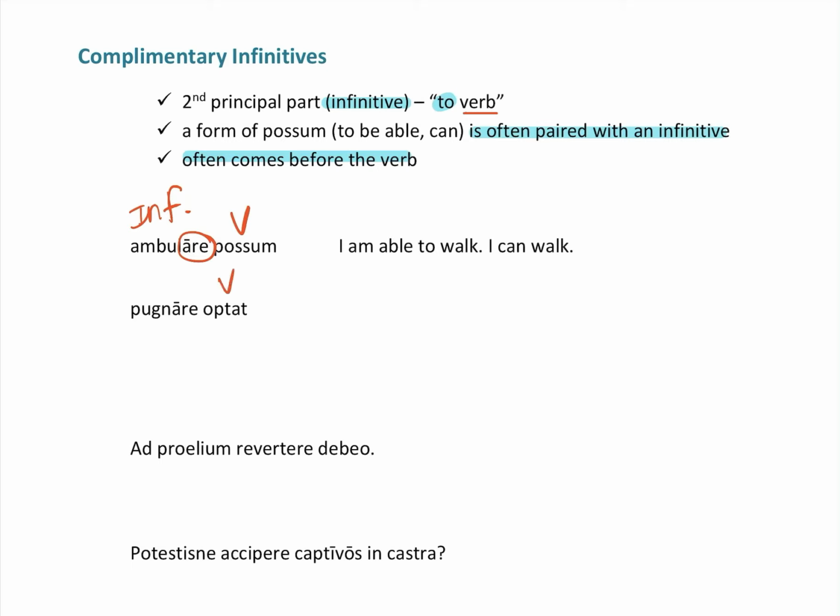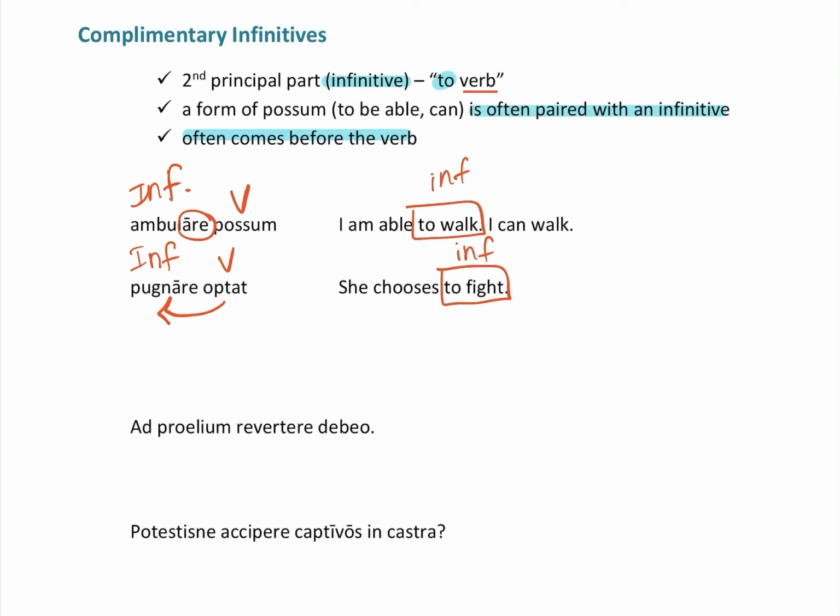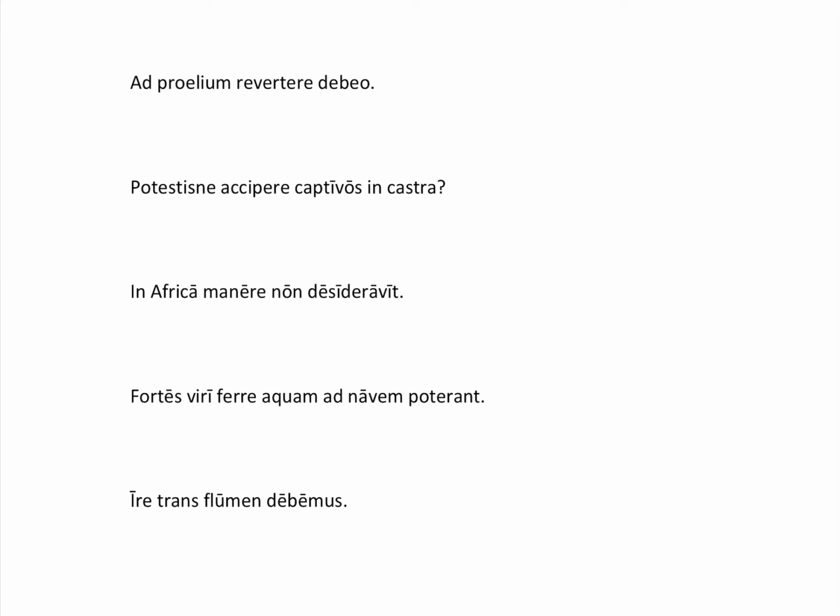Again, here, pugnare optat, pugnare is our infinitive. We can say "she chooses" for optat. Well, she chooses what? The complementary infinitive helps us understand: she chooses to fight. And remember, "to walk" is the infinitive part; it gets translated as the second principal part. Now you've been using infinitives for a while, but this is the first time you're going to use them with another verb, and see how the infinitive sits before the verb. All right, let's take a look at a couple more of these.